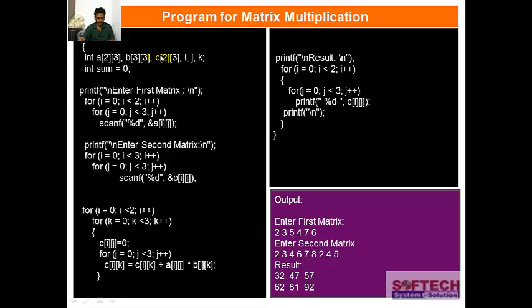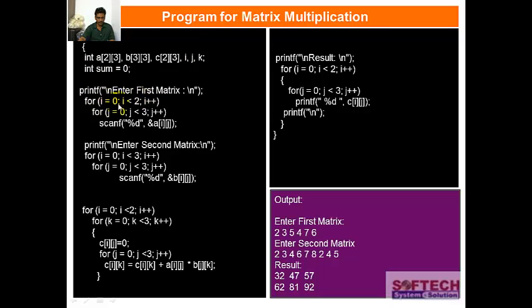This is a program for matrix multiplication. First we declare integer a of 2, 3, which allocates 6 locations, and b of 3 by 3. The result will be 2 by 3. So we declare all variables i, j, k, and sum equal to 0. Then printf: enter first matrix.